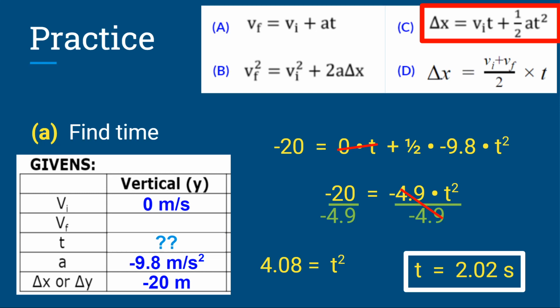So that's my air time, 2.02 seconds, and we found that just using the same kinematic equations that we were focused on yesterday. Before we go any further, does anybody have a question about how I found time?